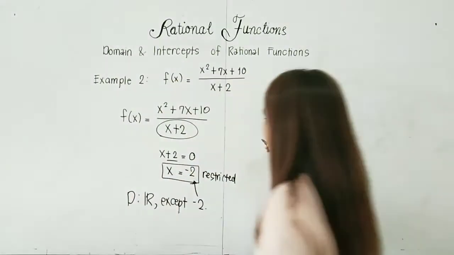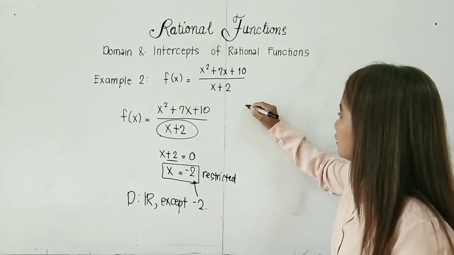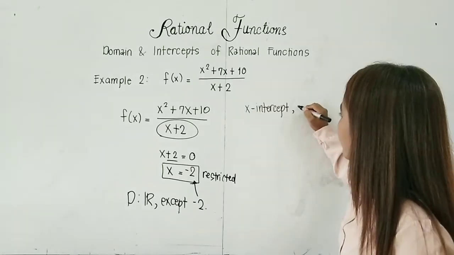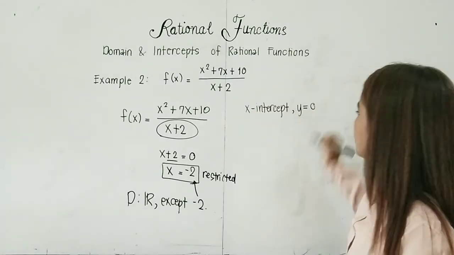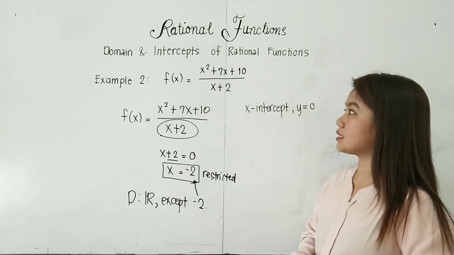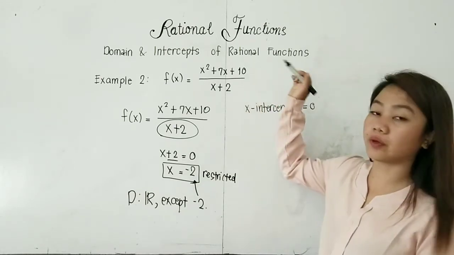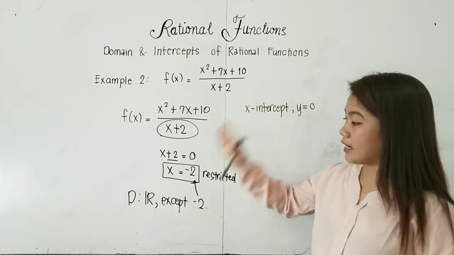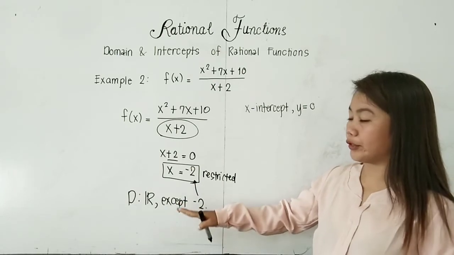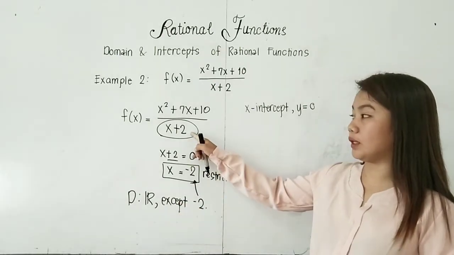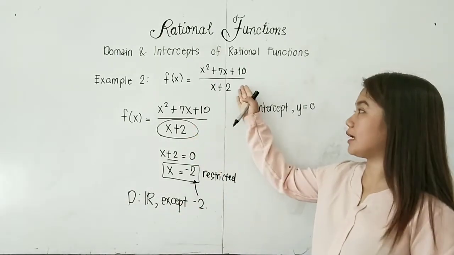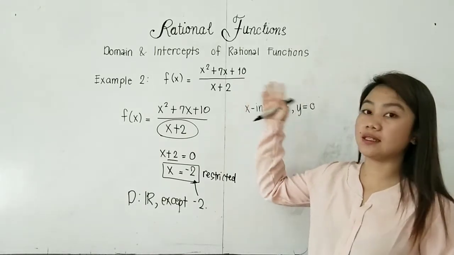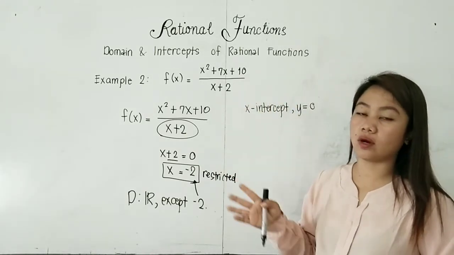Next, our x and y-intercept. So x-intercept, that is when y is equal to 0. So the shortcut is, we will just equate our numerator to 0. In finding the restriction in our domain, we will equate the denominator to 0. But in finding the x-intercept, we will use the numerator and equate that one to 0.